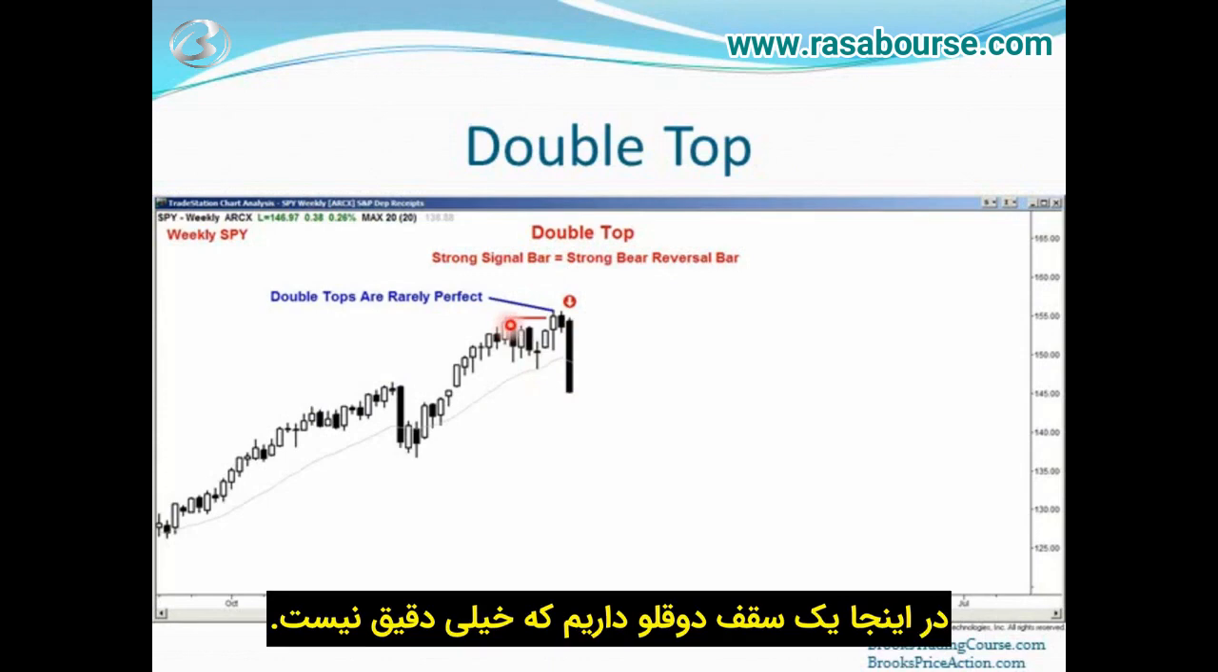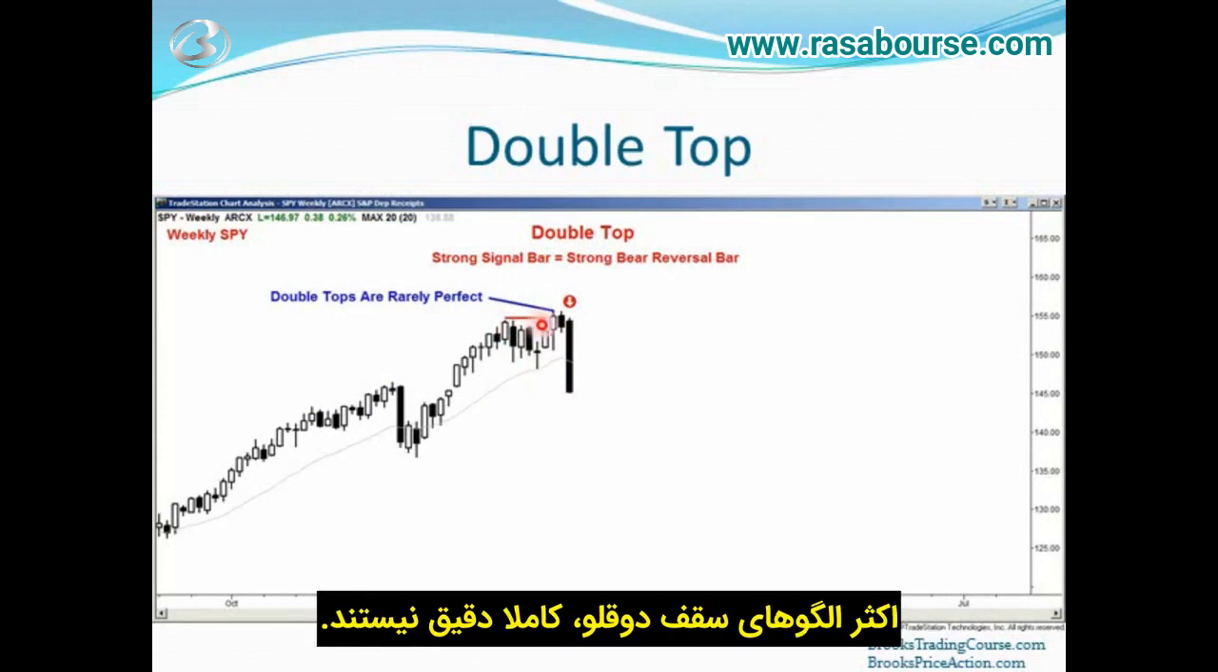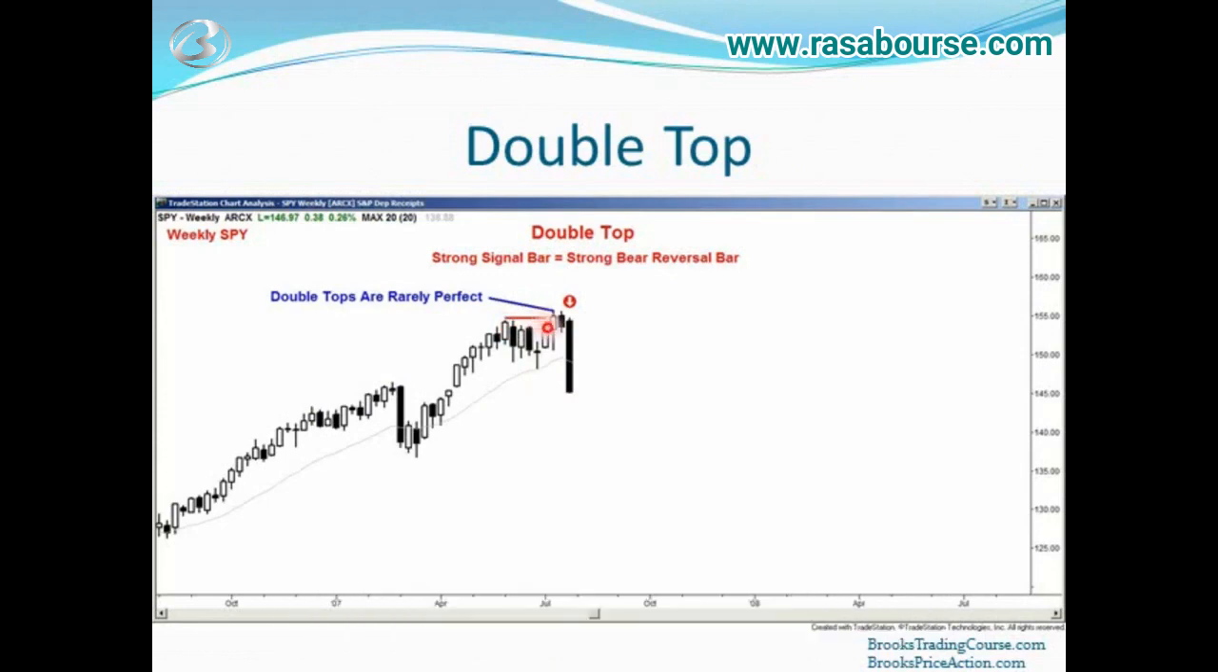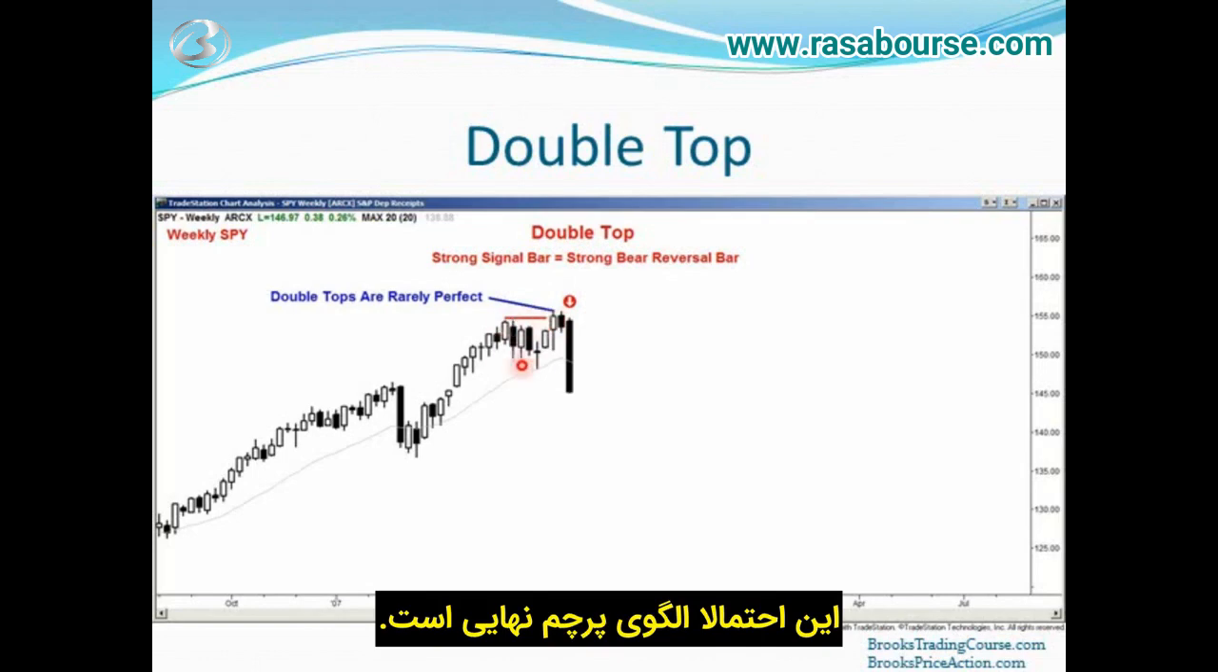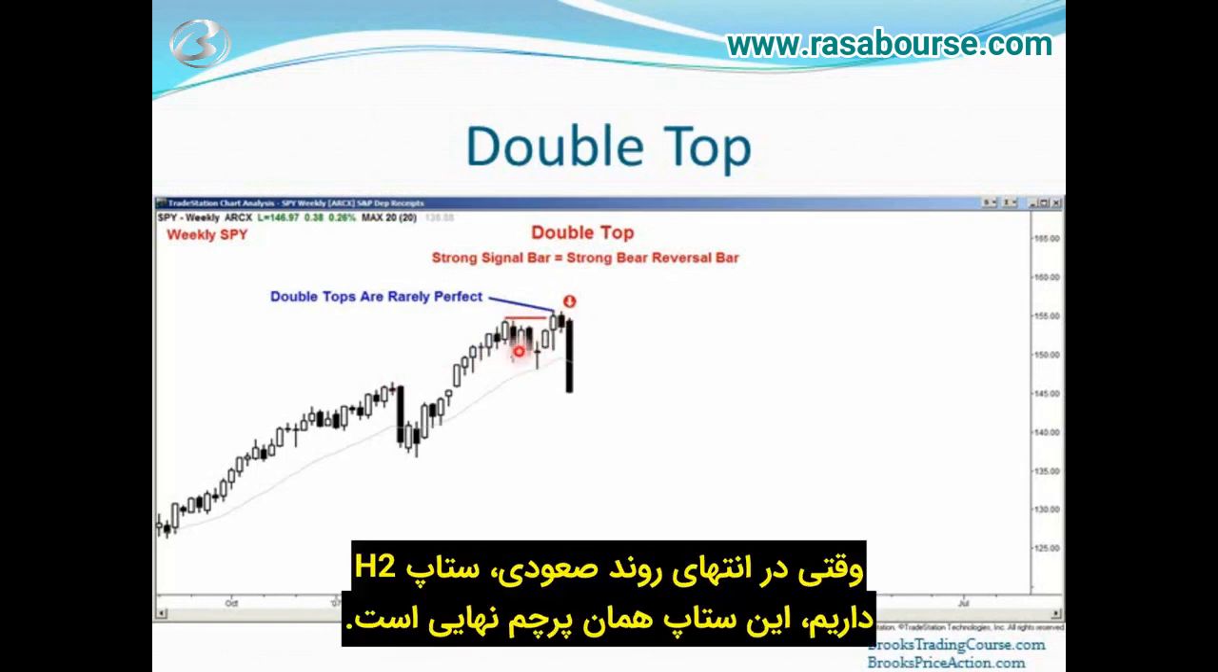Here's a double top. Again, not perfect, right? A lot of double tops are not perfect. Potential small final flag, 3 pushes up, 1, 2, 3, and a high 2. A high 2 occurring late in a bull trend often is the final flag of the bull trend.